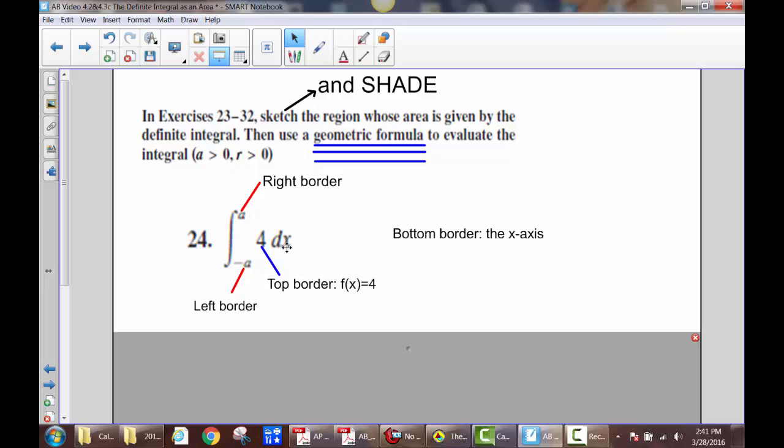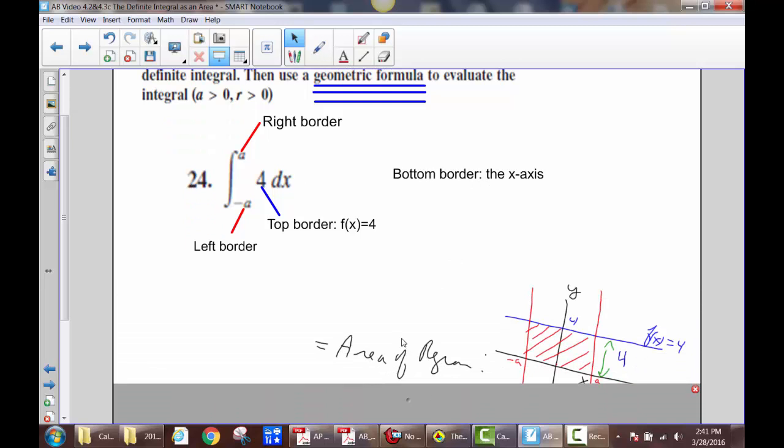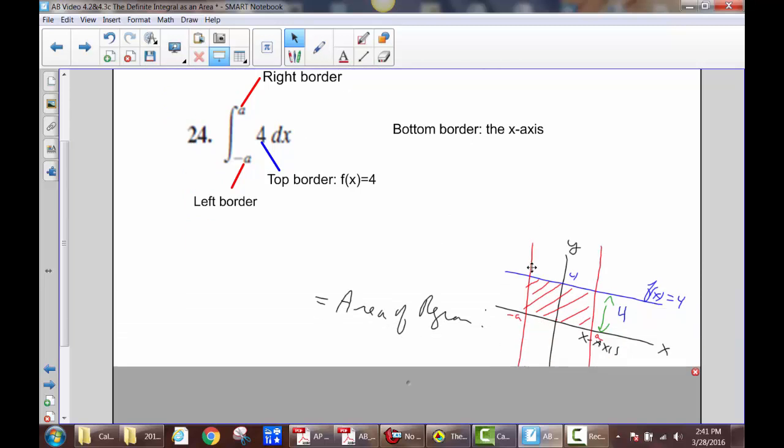So the fact that you see an x here tells you that your left border is x equals -a, your right border is x equals a, your top border is f of x equals 4 or y equals 4, and of course your bottom border is the x-axis. So if you draw a left vertical line of x equals -a, a right vertical line of x equals a, and your top function is y equals 4, which is that blue horizontal line, and your bottom border is the x-axis, the region that's bordered by the two reds, the blue and the black, is this rectangle.